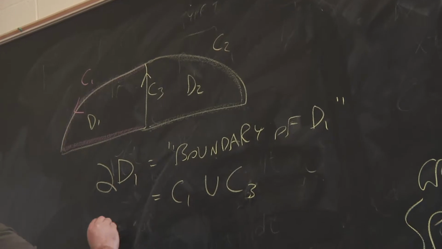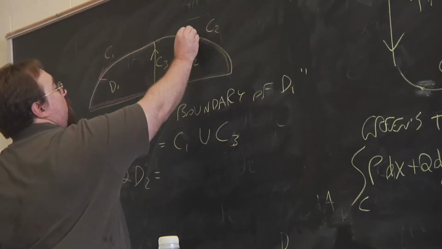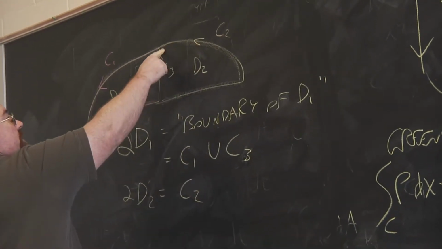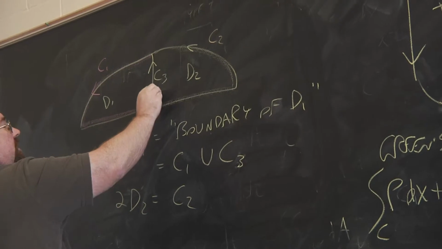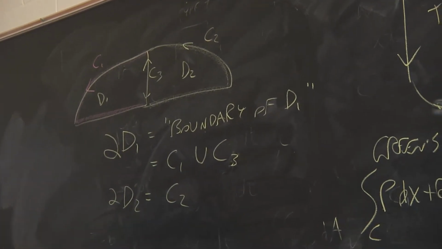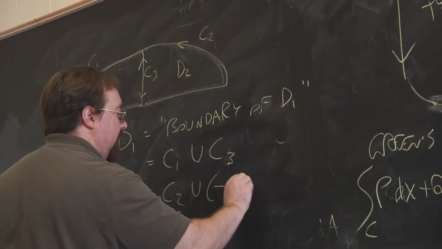On the other hand, the boundary of D2, that's going to be C2, we'll give it the proper orientation. But now C3 needs to be given the opposite orientation to be the boundary of this region, because you got to look to the left. So it's going to be C2 union minus C3. Okay.